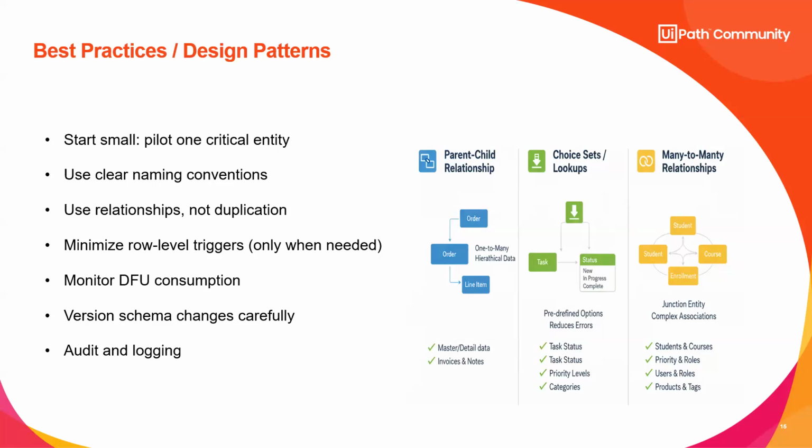And finally, audit and log your changes. Data Fabric supports audit history, so we can track who changed what and when. This is especially important for compliance and governance. We can summarize that: start small, name clearly, normalize data, use triggers wisely, monitor DFUs, version carefully, audit everything. These best practices will help you build robust, scalable automation with Data Fabric.